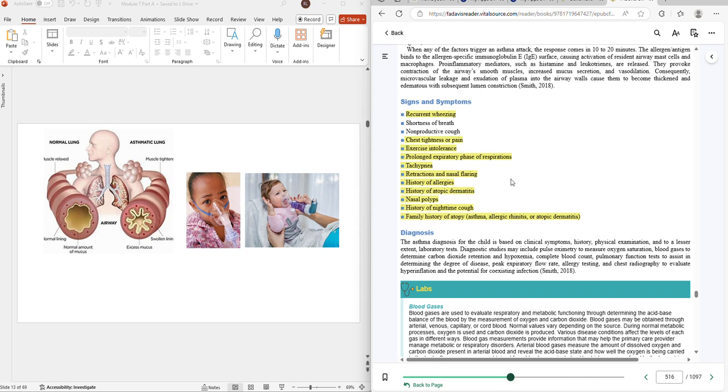But Winks and Lollipops, know these signs and symptoms. Prolonged expiratory phase, non-productive cough, that's a huge one right there, okay? So they have that wheezing and non-productive cough with asthma, okay?